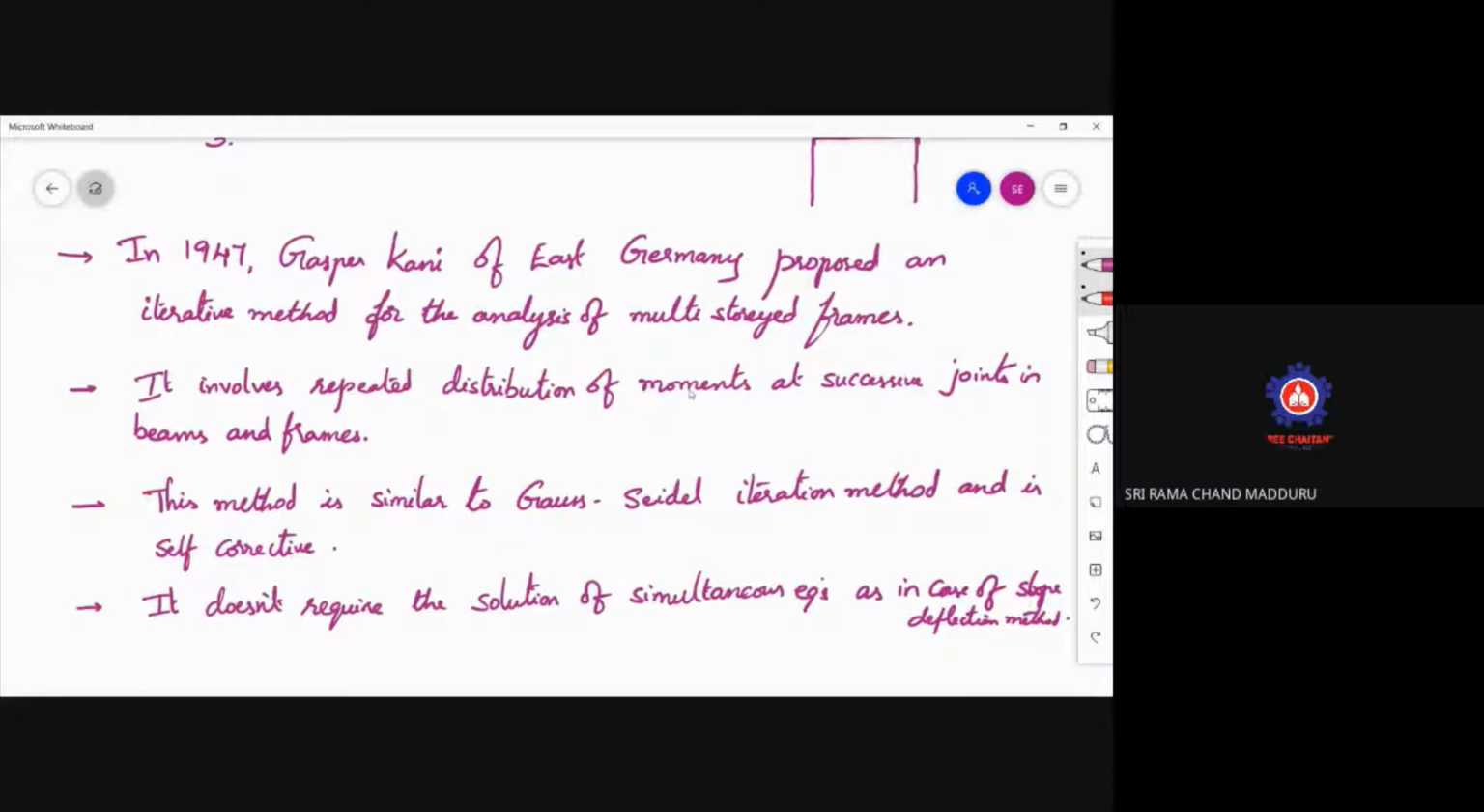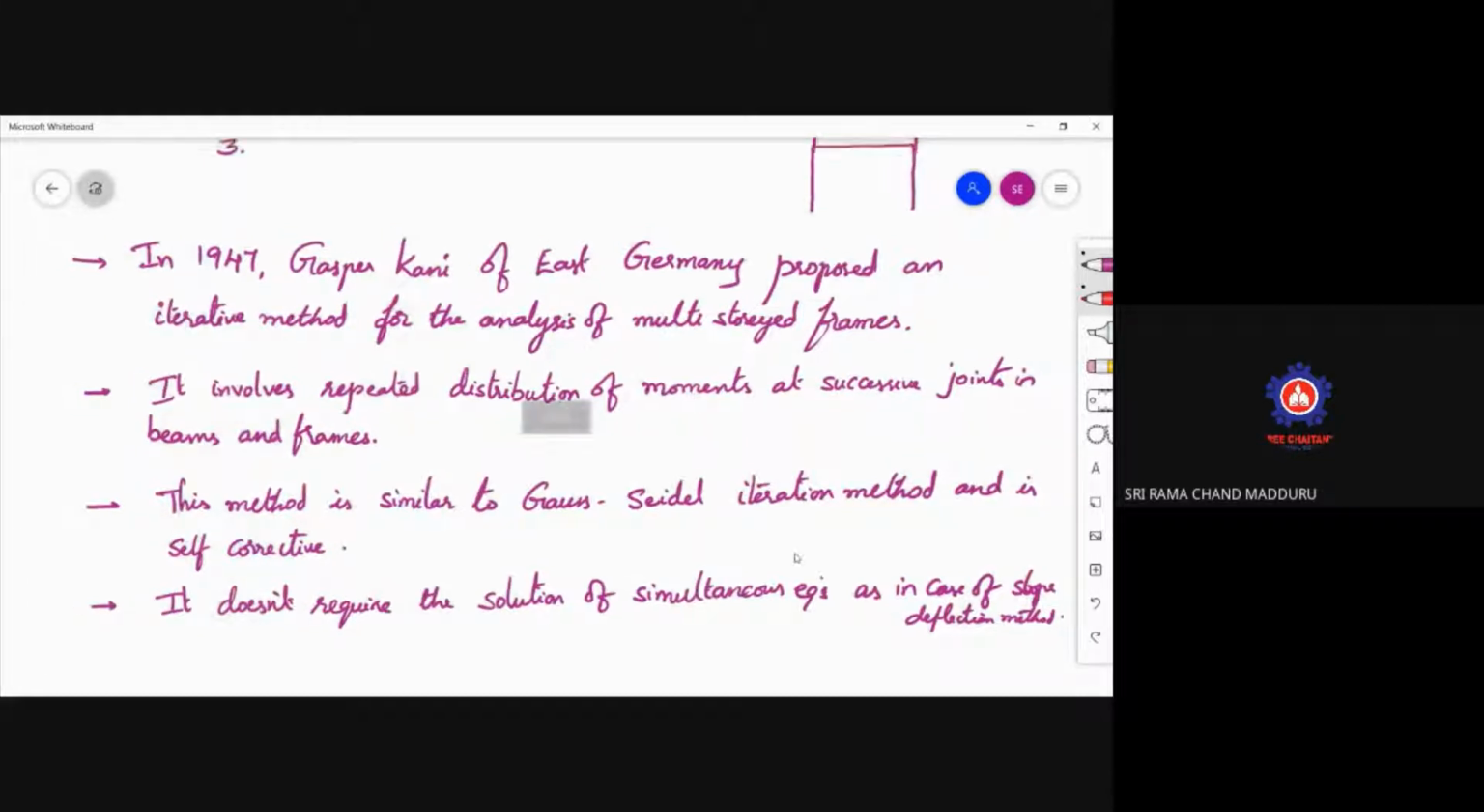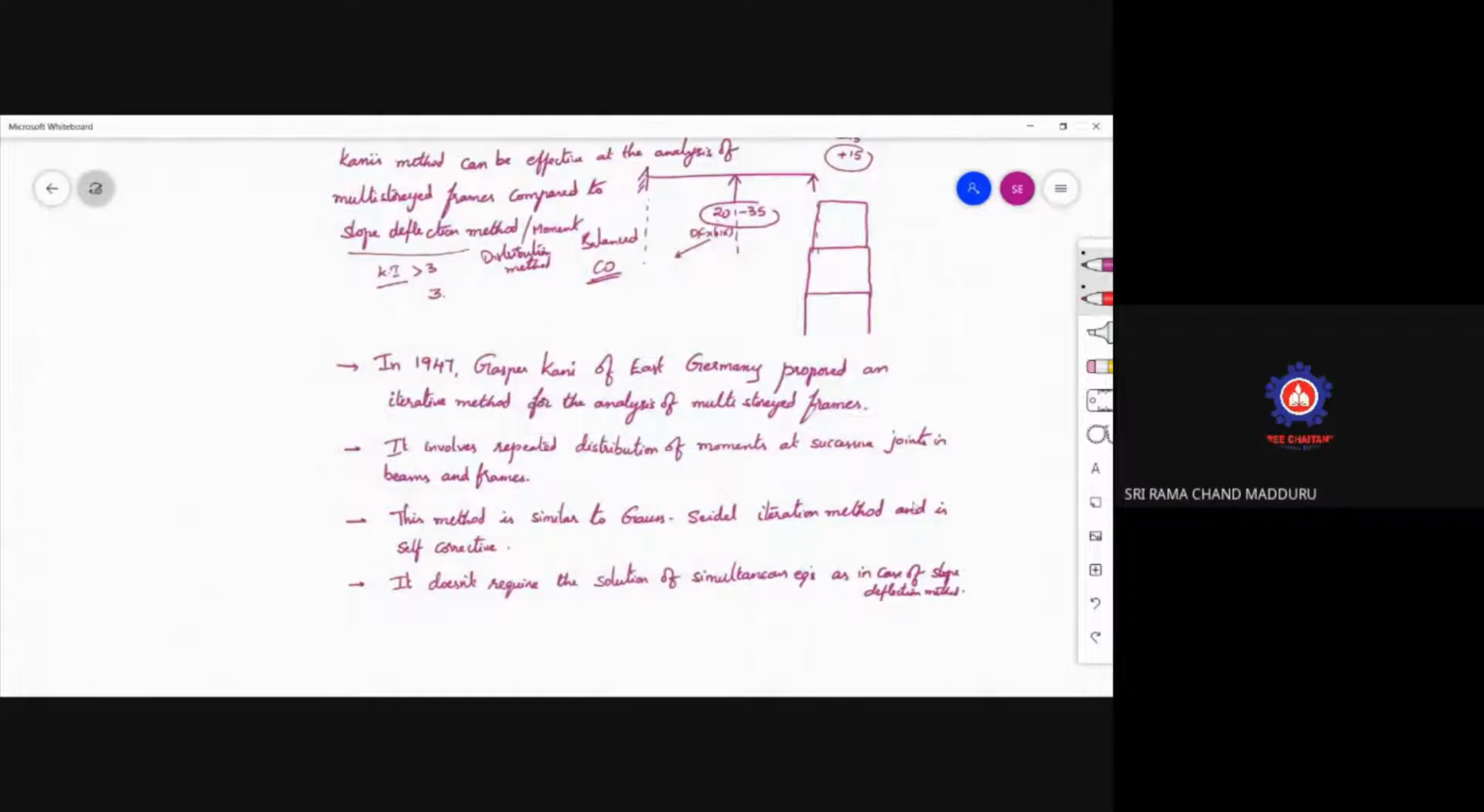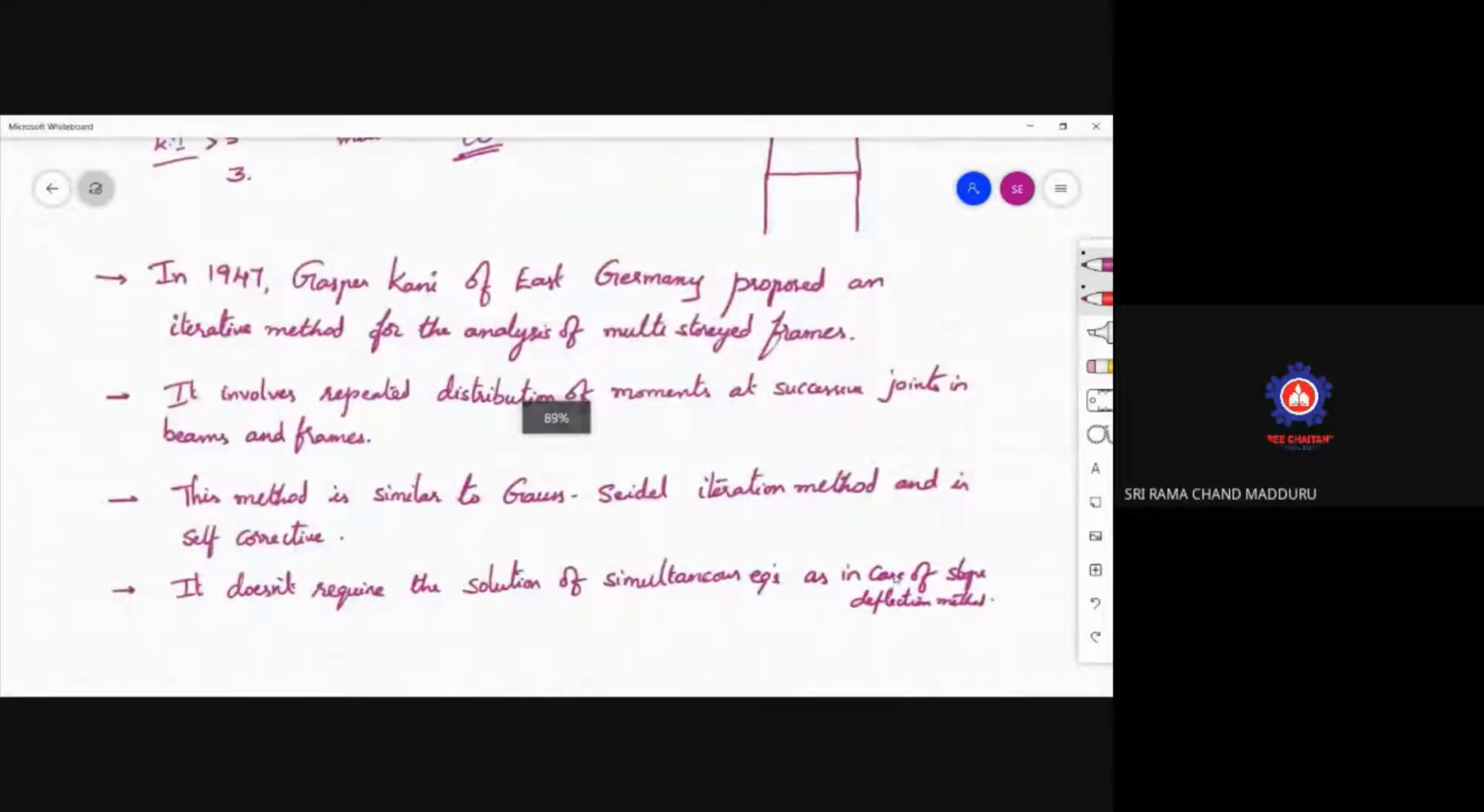For Kani's method, we will give a name: the rotation contribution method. In the moment distribution method, the moment is distributed. Here, rotation is contributed. I will explain this while deriving the equation. So in this, the main difference, write down.